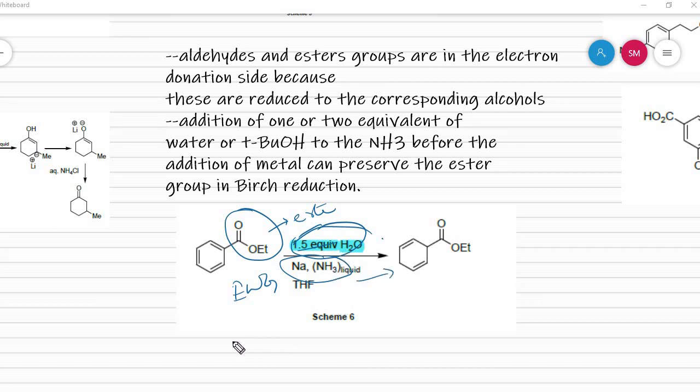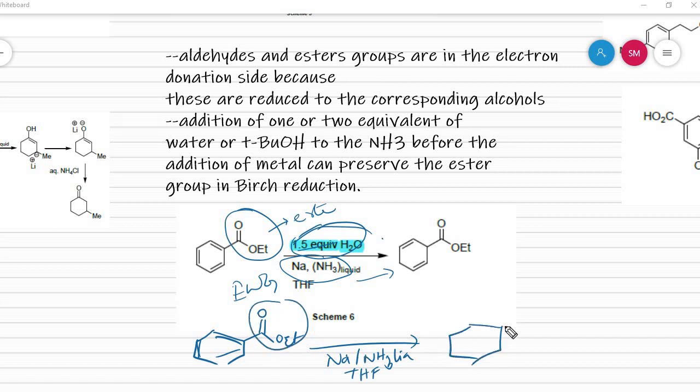So if I use a reagent system like this, benzene with ester, and it is not in the presence of ammonia, in THF solvent, the ester is initially going to be reduced into the alcohol, so this is going to form. Now this is a donating group.